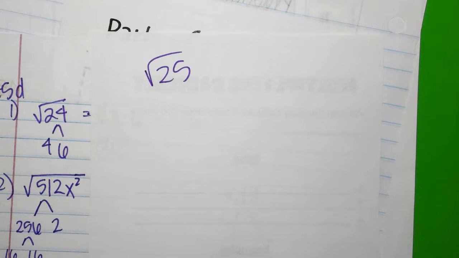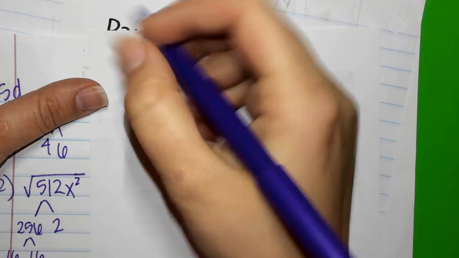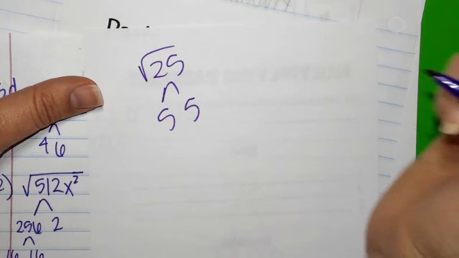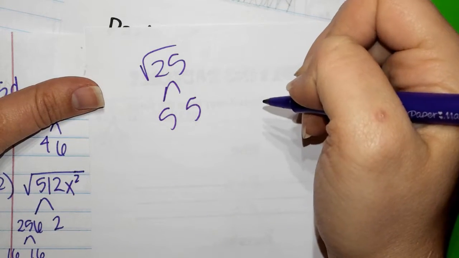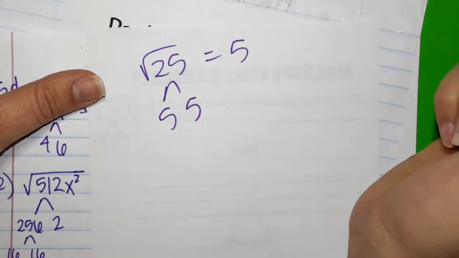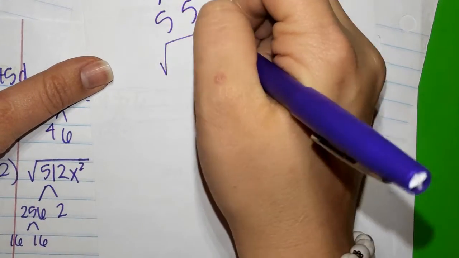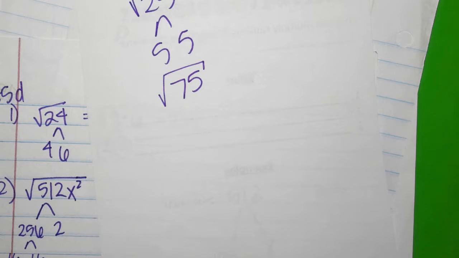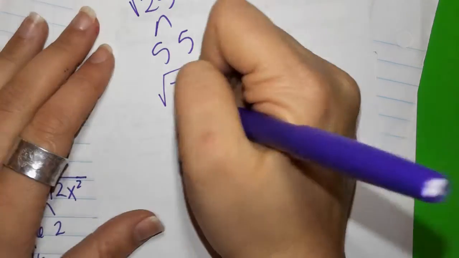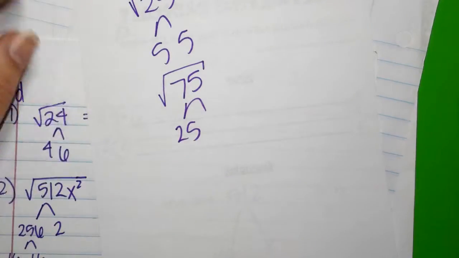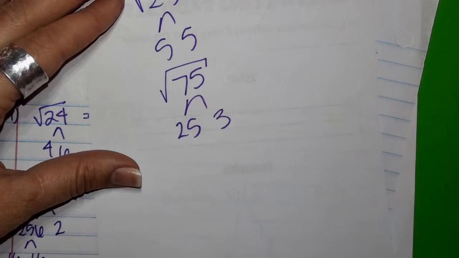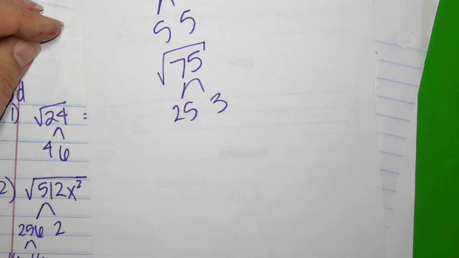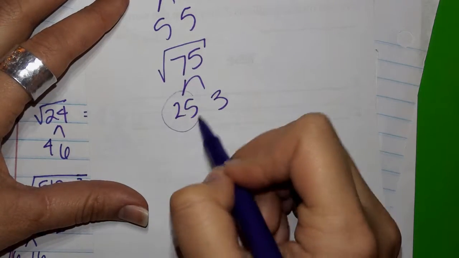What is the square root of 25? How do you know that? And that gives you 5. What if I said that I'm looking for the square root of 75? Is 75 a perfect square? What is the biggest perfect square that goes into 75? 25. It would be 25 times what? 3. Now, we do not have 2 of the same number, but we have a perfect square.